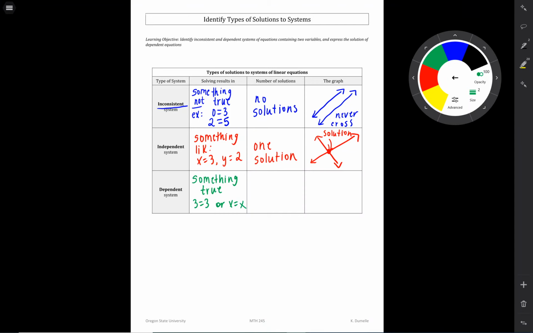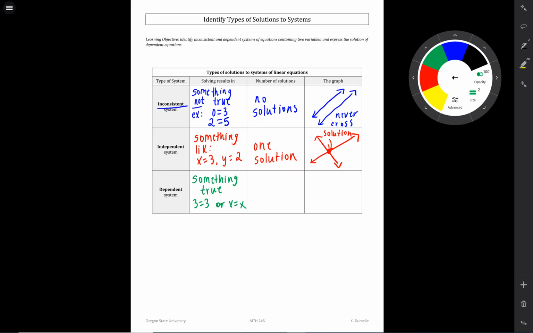I want to make a note that we will not know if we have an inconsistent, independent, or dependent system until the end of the problem, when I get something that's not true, a solution like x equals 3, y equals 2, or something that is always true.